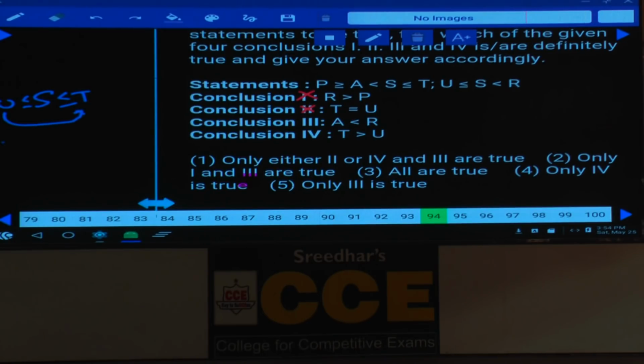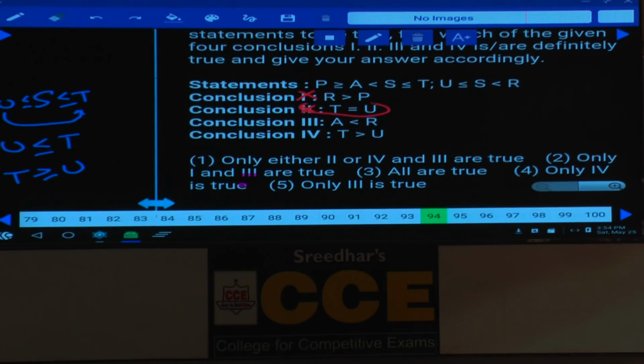U lesser than or equals to T. As U is lesser than or equals to T, T is greater than or equals to U. As T is greater than or equals to U, it can be equal or can be greater than, hence it can be either 2 or 4.